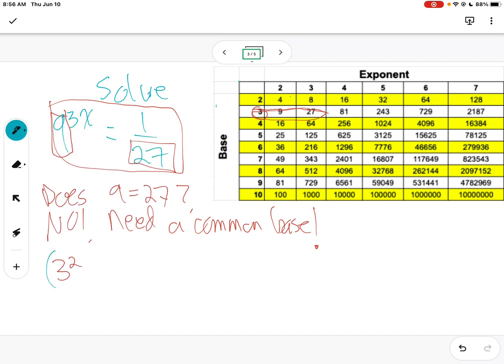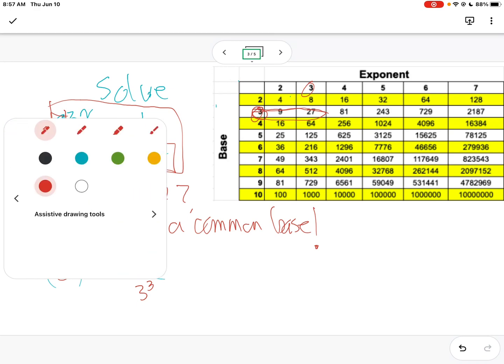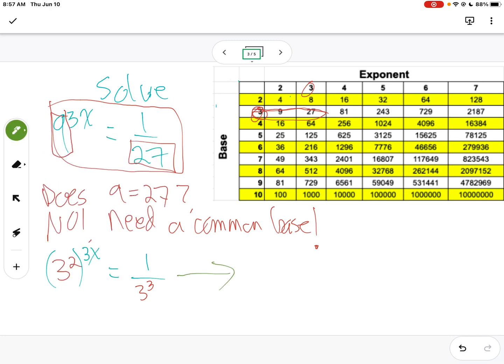And then I'll put the 3x outside it, right? So I just replaced 9 with 3 squared. And that equals 1 over 27. So 1 over 27. Well, what's 27 worth? 27 is worth 3 cubed. Okay, but I cannot represent that with exponents like that. I need to have a base of 3 on the top, right? Not in the bottom. So let's see here. I'll put an arrow over here because I've run out of space.